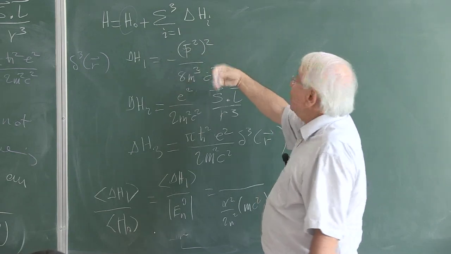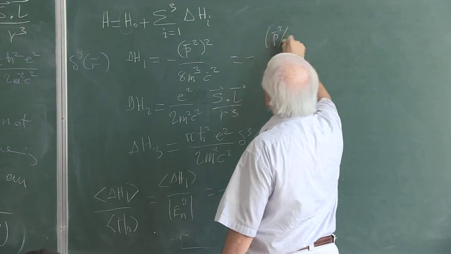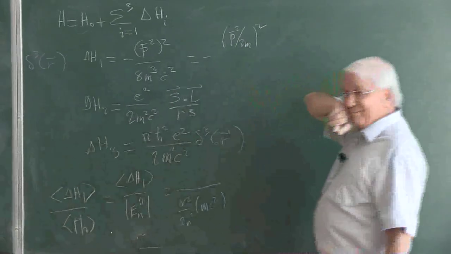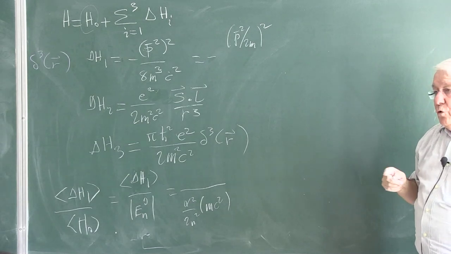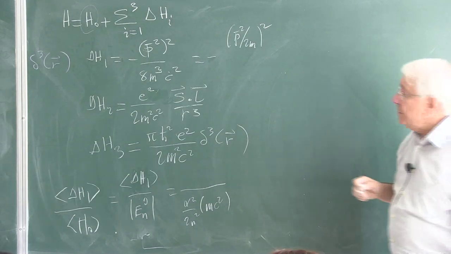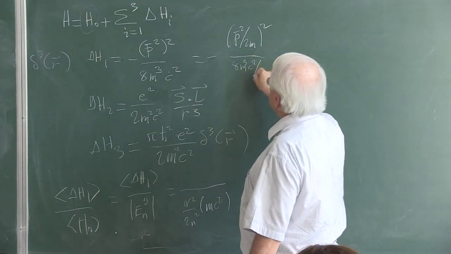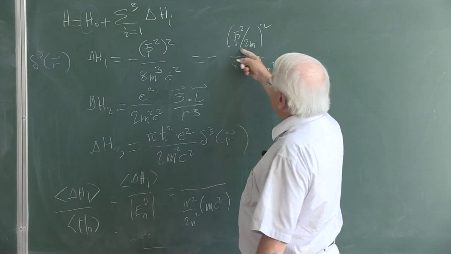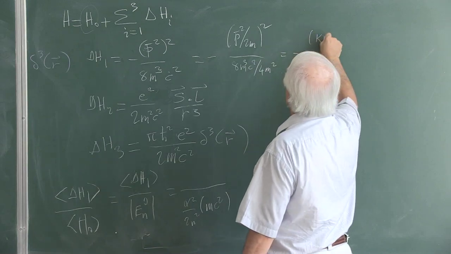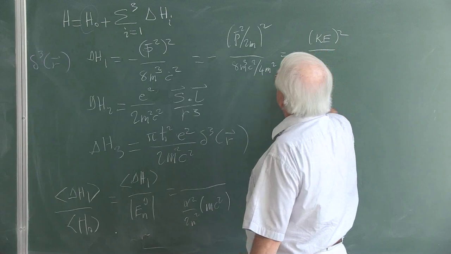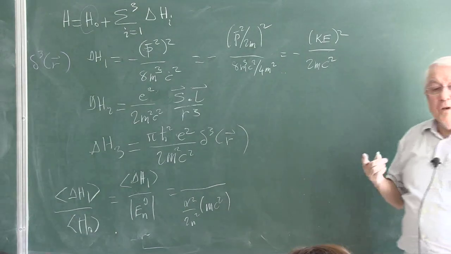I will use now a hand-waving argument. Write this as minus p squared over 2m, squared. What I have done was divided the numerator by 4m squared, correct? So I have to do the same in the denominator: 8 m cubed c squared over 4 m squared. Well, this is like the kinetic energy, right? So, minus the kinetic energy squared divided by twice m c squared.